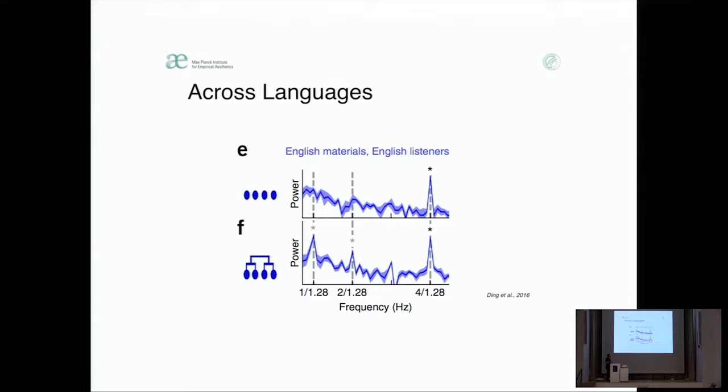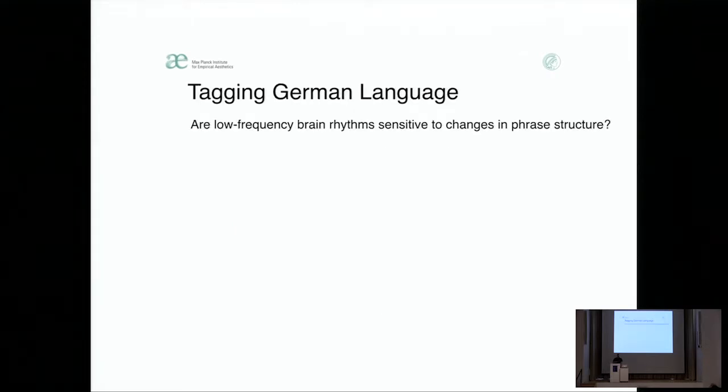You can see maybe there is something going on here, but the idea is that we get a scale that relates to the construction, the internal structure, not only to the higher node, but also to the internal structure of the stimuli that we deliver. Our point was whether these low frequency brain rhythms are also sensitive to changes in phrase structure. So if we make the stimuli a bit more complex, what's happening?